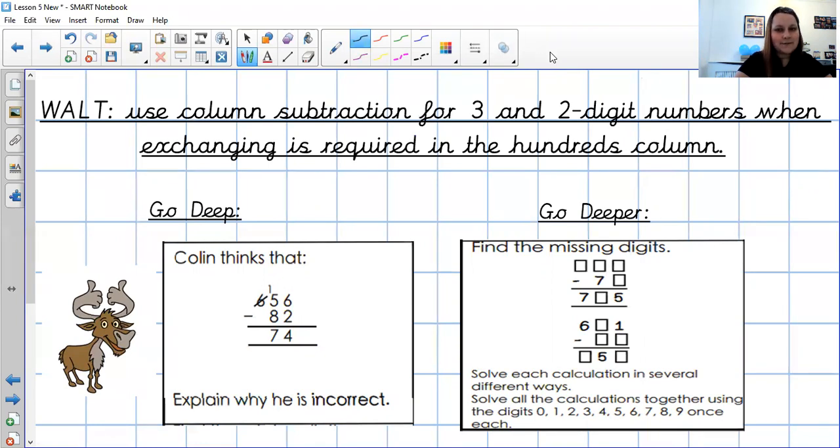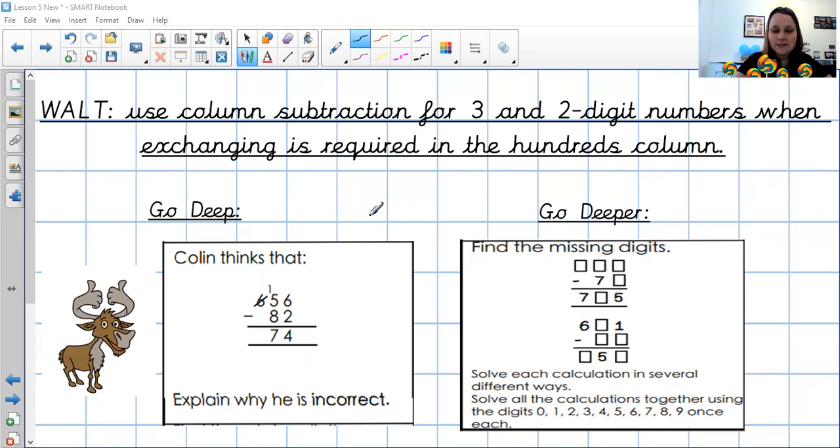So again, just like the previous lessons, it would be really good if you could try and use some of the vocabulary that we have been concentrating on. And then the go deeper for today is some missing digits. And I know how much you like these, okay? They are tricky, but try and have a go if you feel able to. So you have got to solve the subtraction calculations, and your challenge is to solve all the calculations together using the digits once. So you've got the digits 0 to 9, and your challenge is to try and use them only once. Okay, so it is a little bit tricky, but I know you can do it.